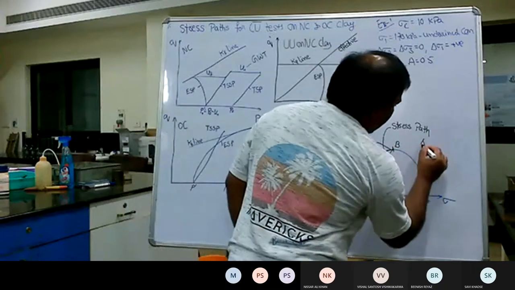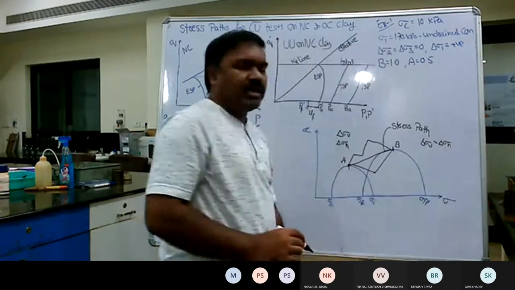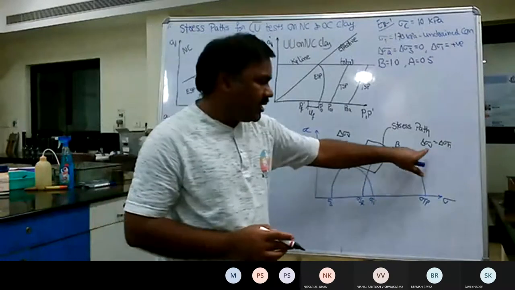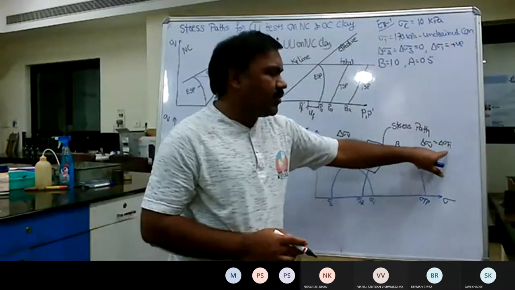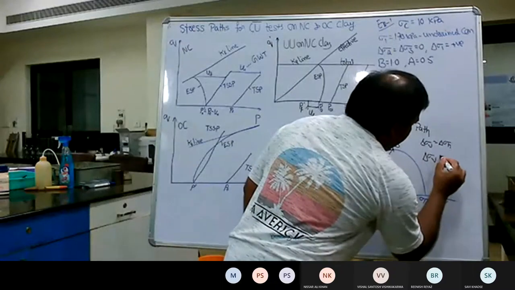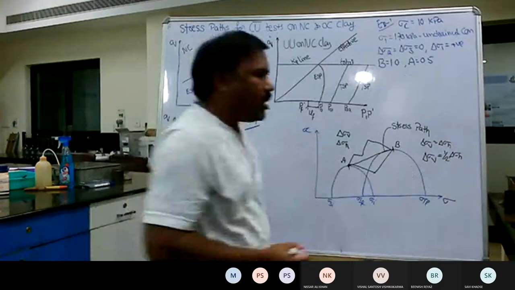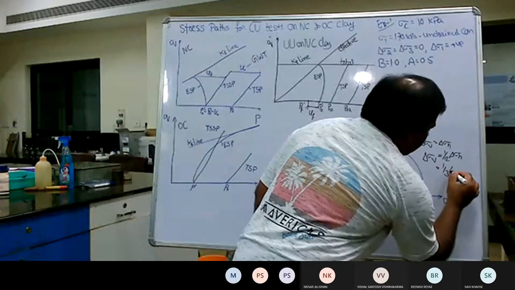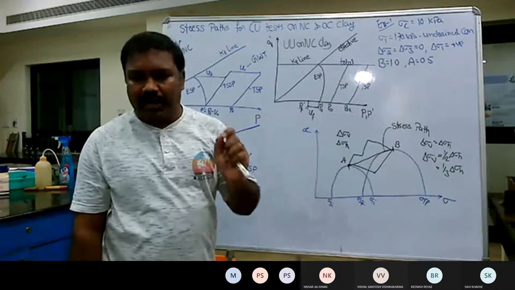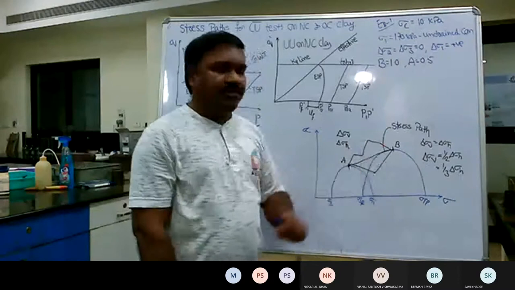So in between, the infinite number of possibilities. So sigma h equals sigma v; delta sigma h equals delta sigma v. So from A to B, I'm increasing my load such that the vertical load increment is equal to the horizontal load. Or delta sigma v is half that of delta sigma h, or one-third of delta sigma h. That means, depending upon the loading condition, your stress path might vary.